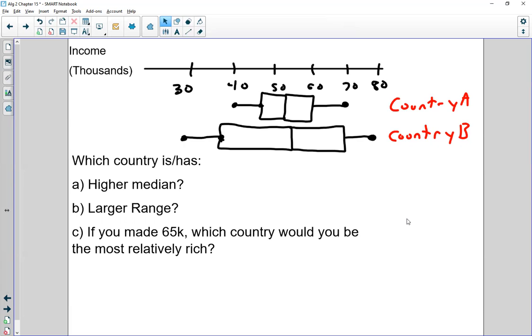Okay, so let's talk about this. This is an analyzing section. I have to figure out if this is the right way to word it, but hopefully it makes sense. Let's talk about each one though. Higher median: when you look for the median, remember that's going to be the middle line of the two. Country B is a little bit past country A.